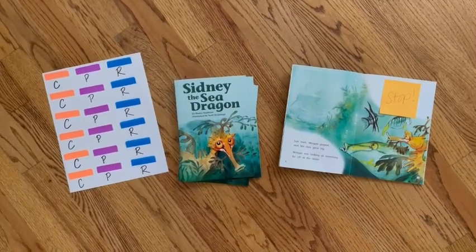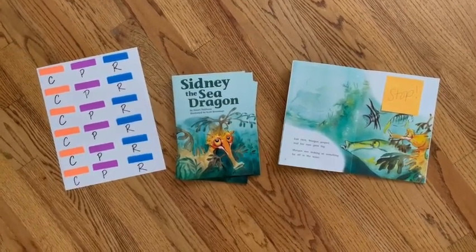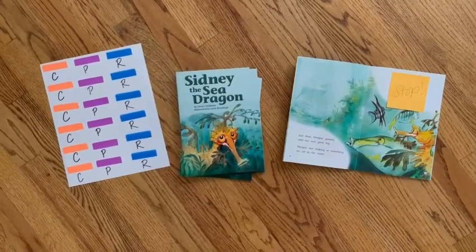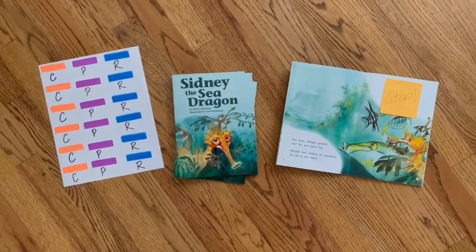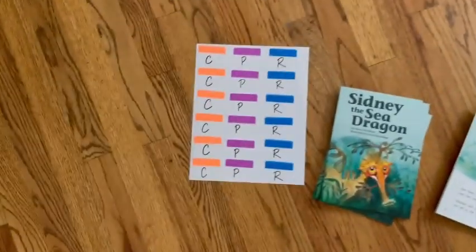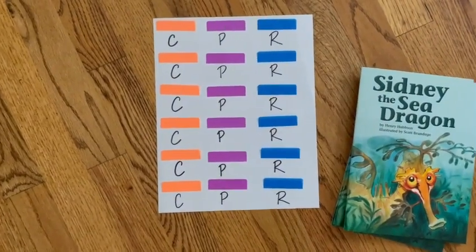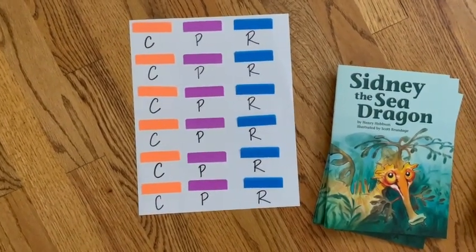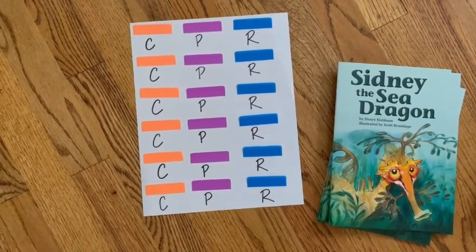It's going to be to read to find out what happens to Sydney and her friends now that a shark has appeared. They will also need to mark the plot structure of this book, and I will explain to them how to do that using these post-it tabs. I get these on Amazon and I just write on them what I want them to mark. For this one, C would be mark the main character, P the main problem, and R the resolution.